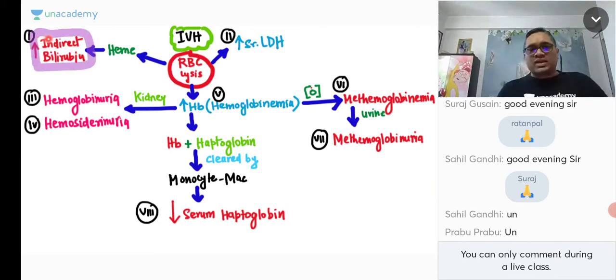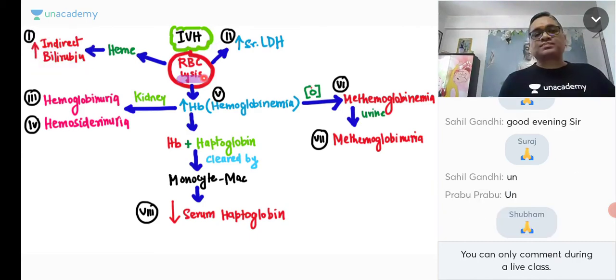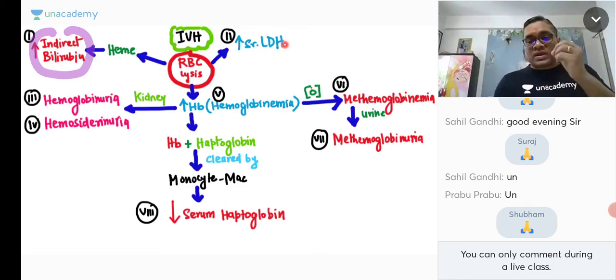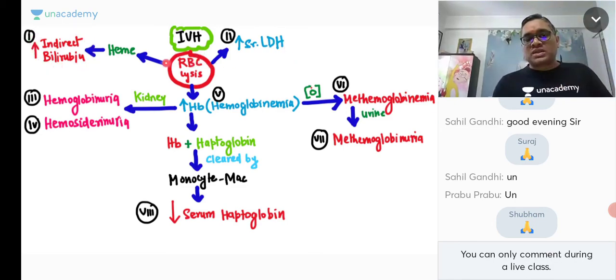So in intravascular hemolysis, RBC will be damaged. RBC will release heme, because they consist of heme, and that heme will be converted into bilirubin, which will be unconjugated or indirect bilirubin. Another important thing you have to understand: RBC is rich in LDH enzyme, right? So whenever RBC is getting damaged or ruptured, they will release LDH into the serum, and that is why serum LDH level will be high in intravascular hemolysis.